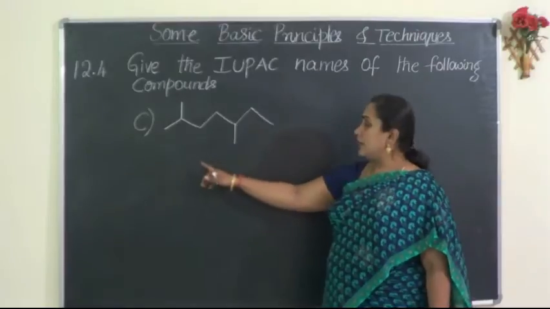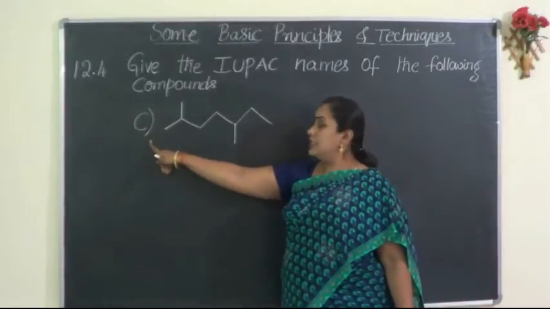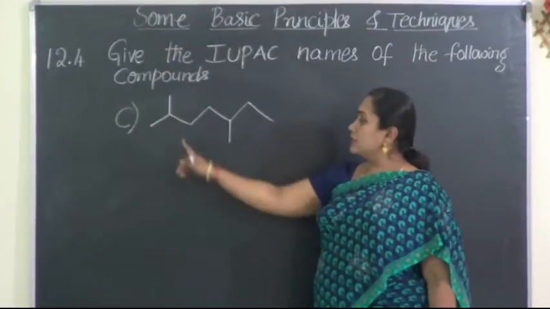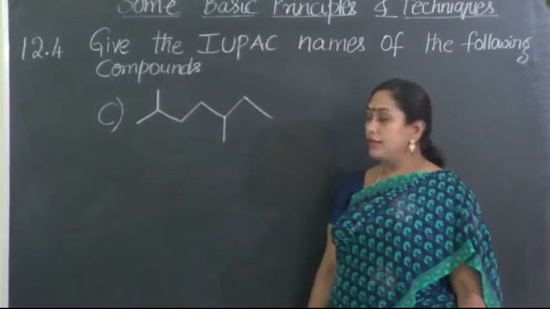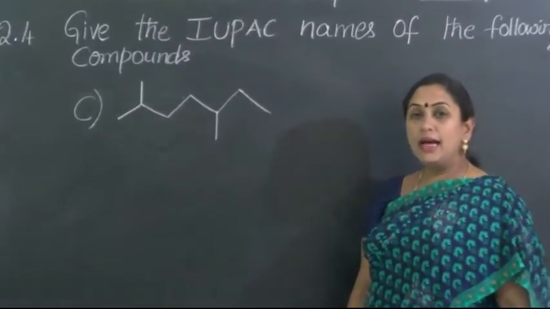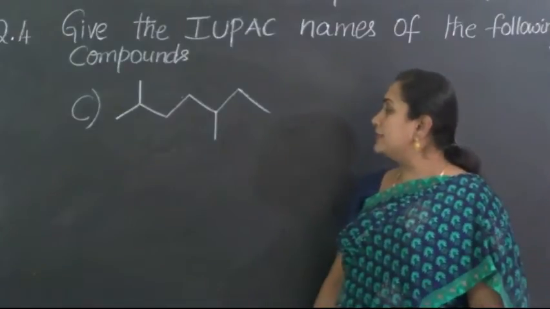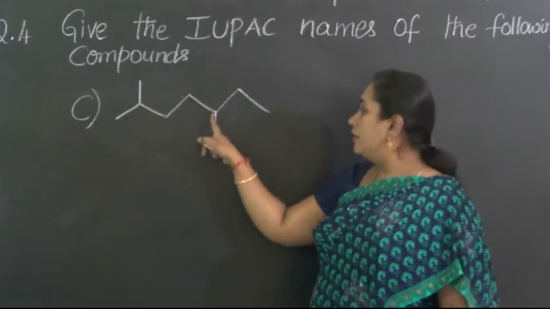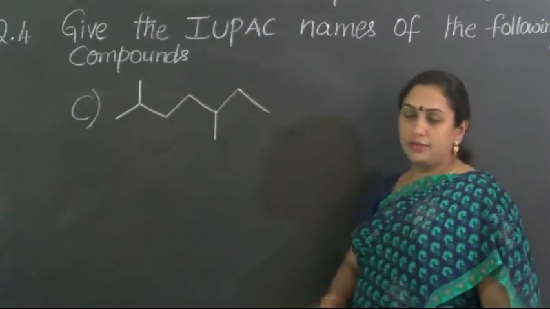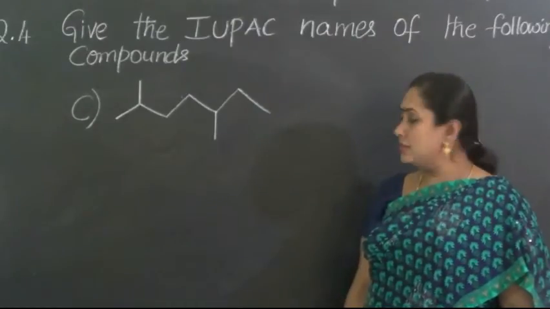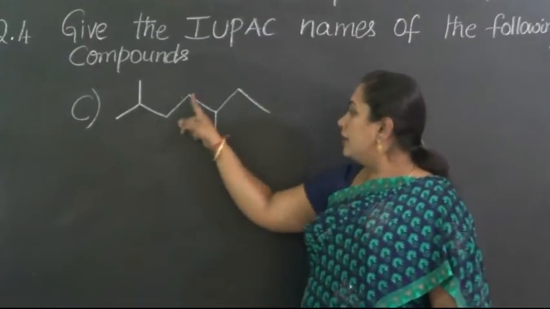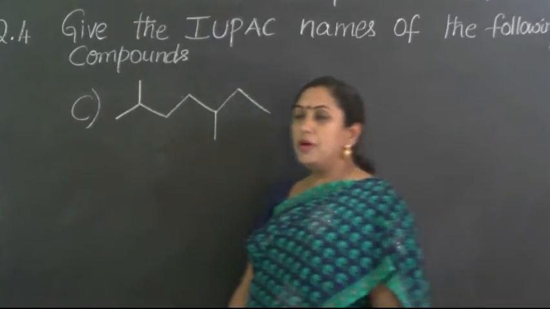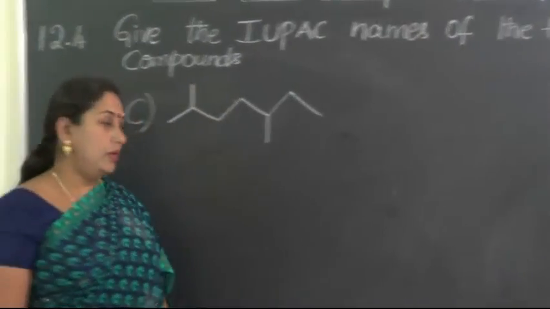Now let us try naming the C problem of the same question. So the given structure is like this. So let us analyze how many carbon atoms are there in this bond line structure. 1, 2, 3, 4, 5, 6 and 7. So we are having the presence of 7 carbon atoms in this carbon chain given to us. So therefore the root word to be used, as you all know, is hept.